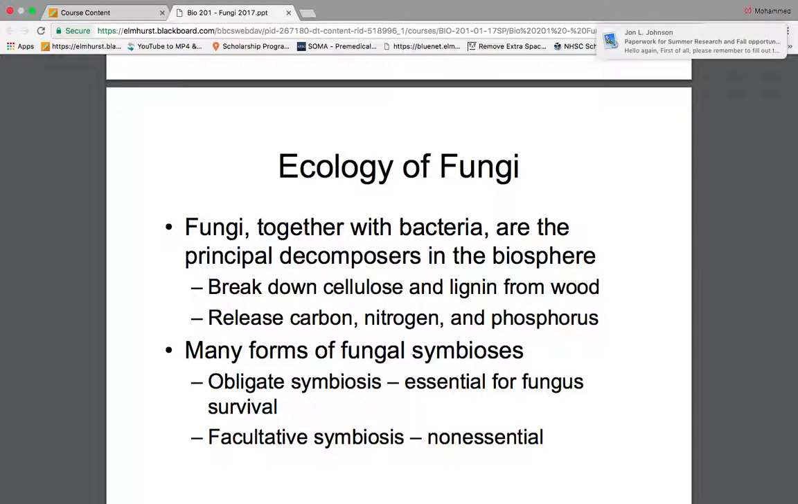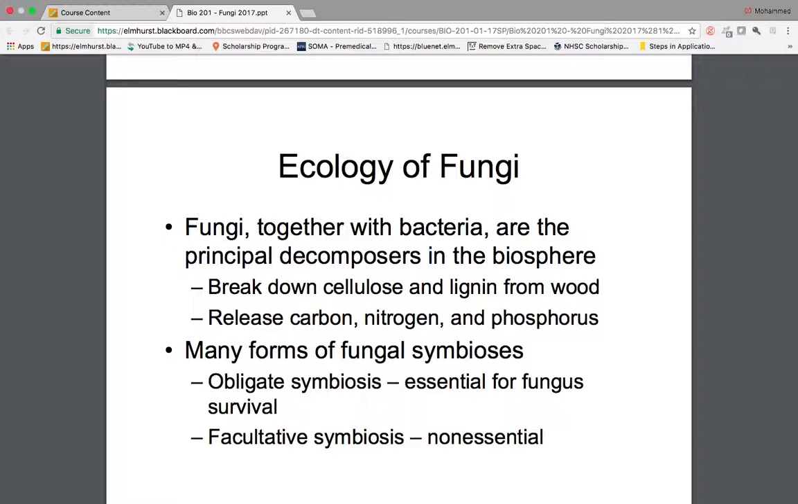Fungi helps recycle biological material back to other organisms. That means release of things like nitrogen, phosphorus, carbon compounds. Those are food and nutrients for plants and animals. So fungi is an incredibly important recycler of biological molecules.